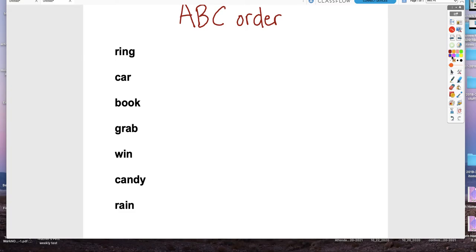C comes after A in the alphabet? B, yeah. So do I have any words that start with B? Ring, car, book, grab, win, candy, rain. Thumbs up if you see a word that starts with B. Thumbs down if you do not. Woo, I see lots of thumbs up.